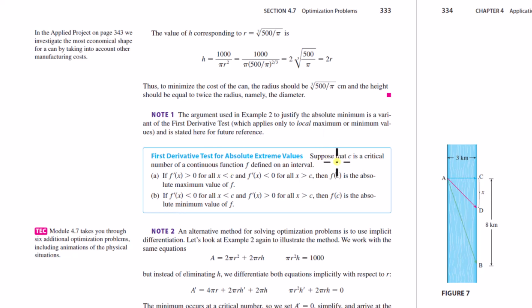So suppose that c is a critical number, but this is of a continuous function. So the function has to be continuous, defined on an interval. But the interval could be, say, 0 to infinity. That was the interval. So it can have infinite endpoints. If f prime of x is greater than 0 for all x less than the critical point, and f prime of x is less than 0 for all x greater than the critical point, then the function evaluated at that critical point is the absolute maximum value of the function over that interval. Okay. And then vice versa here.